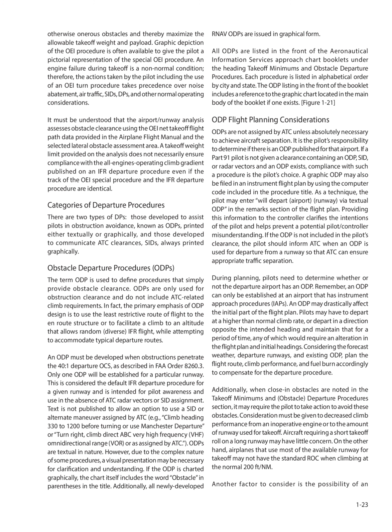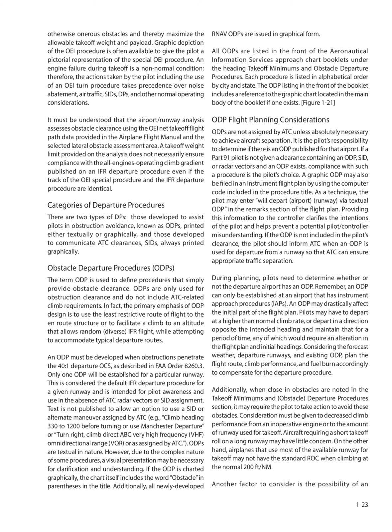In fact, the primary emphasis of ODP design is to use the least restrictive route of flight to the en route structure, or to facilitate a climb to an altitude that allows random, diverse IFR flight, while attempting to accommodate typical departure routes. An ODP must be developed when obstructions penetrate the 40:1 departure OCS, as described in FAA Order 8260.3. Only one ODP will be established for a particular runway.